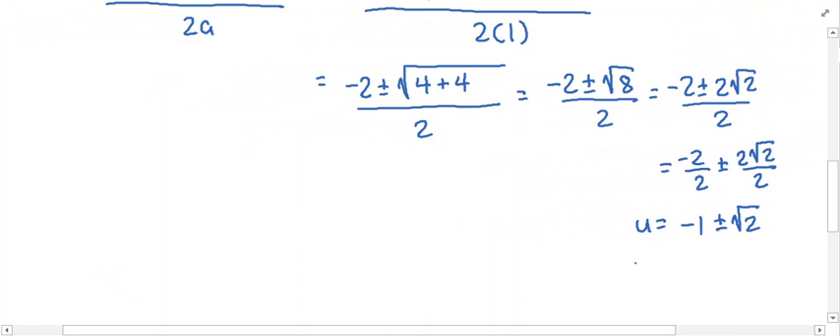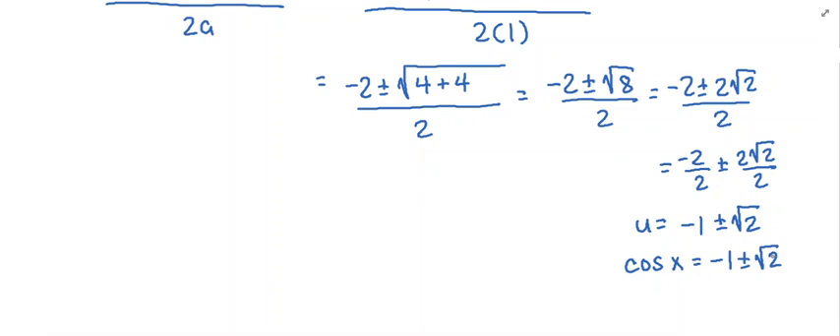U is the same thing as negative 1 plus or minus the square root of 2. U is the same thing as cosine of x. So cosine of x needs to be negative 1 plus or minus the square root of 2. At this point, I'm leaving it as the exact value. We could look at the decimals, but I'm going to go over to the unit circle. I'm trying to find an angle whose cosine is negative 1 plus or minus the square root of 2.